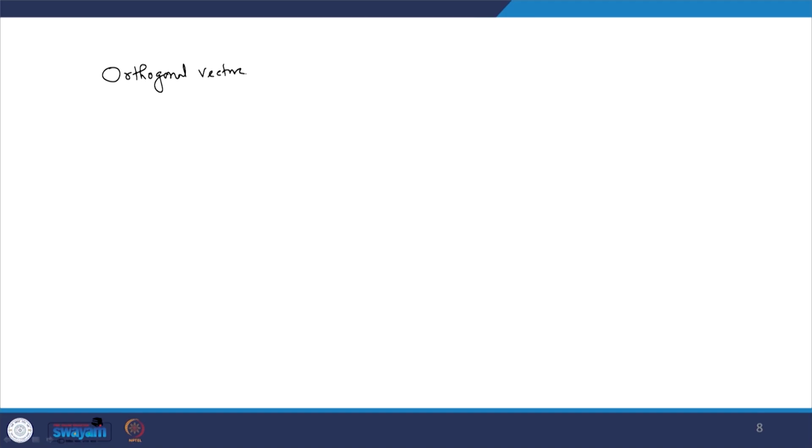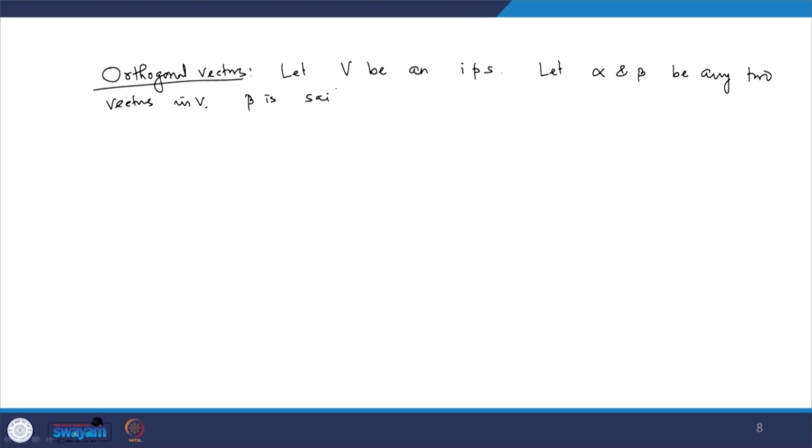Orthogonal vectors. Let V be an inner product space, let alpha and beta be any two vectors in V. Beta is said to be orthogonal to alpha provided inner product of alpha beta equal to 0.